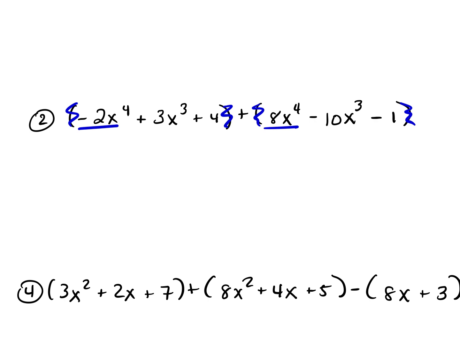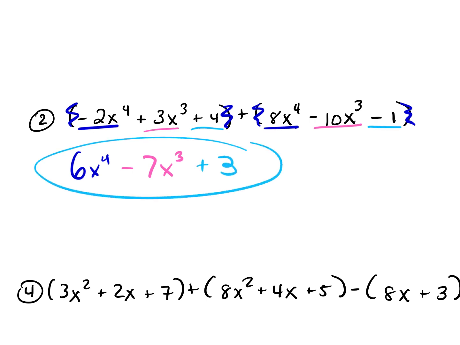What's negative 2x to the fourth power plus 8x to the fourth power? 6x to the fourth power. What about 3x cubed minus 10x cubed? Negative 7x cubed. And 4 minus 1 plus 3. Any questions there?